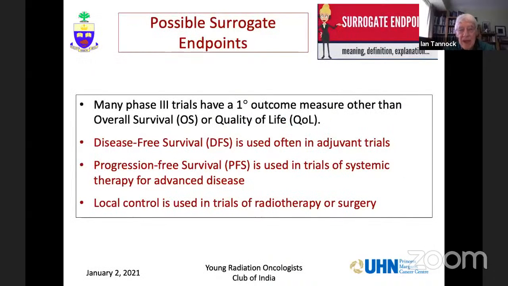And many phase 3 trials have a primary outcome other than overall survival or quality of life. That's true in medical oncology, it's true in radiation oncology. Disease-free survival is often used in adjuvant trials. Progression-free survival is used in trials of systemic therapy for advanced disease, and local control, or some variant, is often used in trials of radiotherapy or surgery.